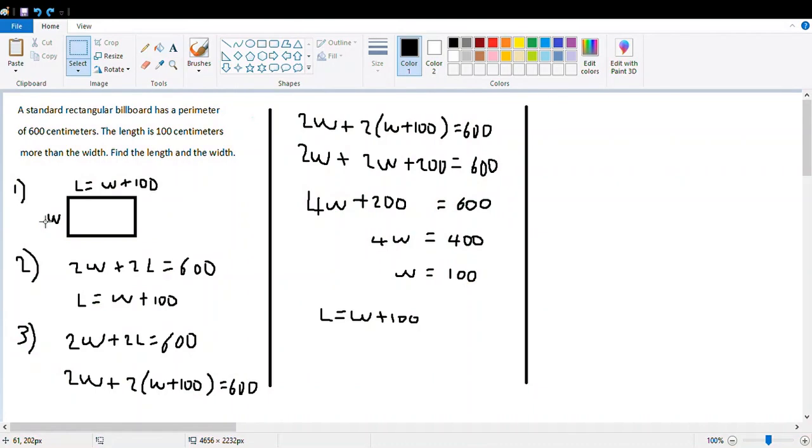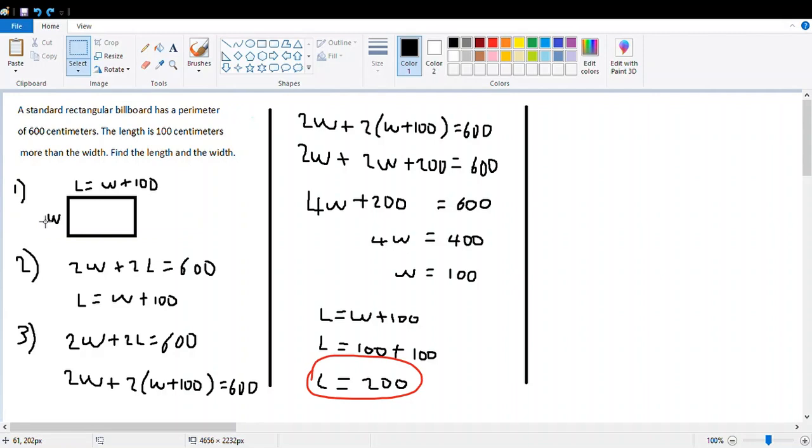Then to find the length, we have to use the equation that we have in step 2 when we isolate L. Then we have that L is equal to W plus 100, and we know already what is the W value. W is 100 according to the previous step. Now let's replace. Then L is equal to 100, because W is 100, plus 100, that is part of the equation, and 100 plus 100 is going to be equal to 200. Then the length is 200.